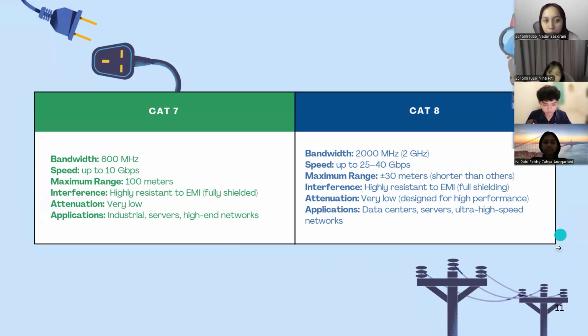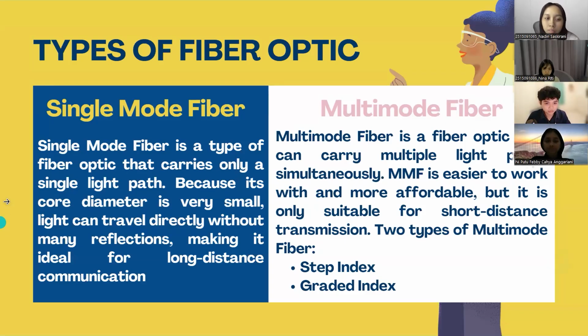So, in conclusion, higher category cables have better speed, bandwidth, and performance, but they are also more expensive. So we should choose the cable based on our needs. Thank you. So next will be explained by my friend.